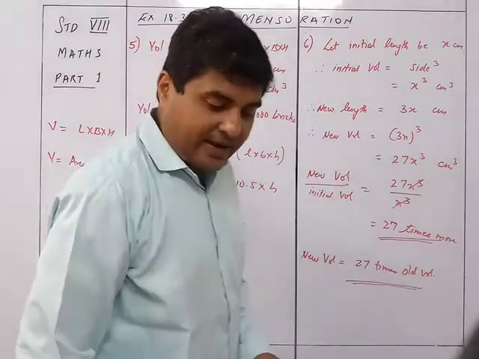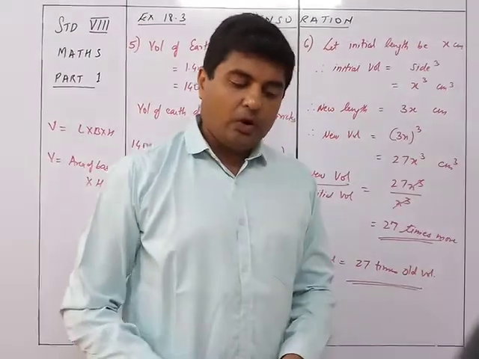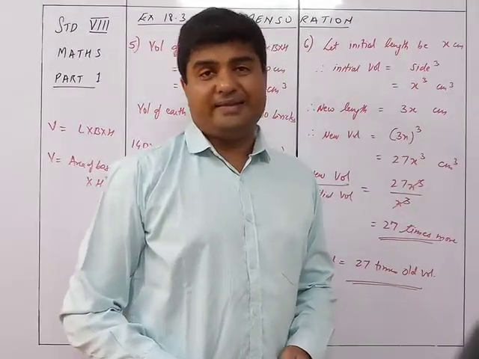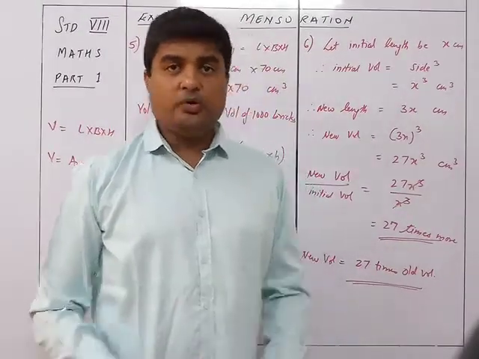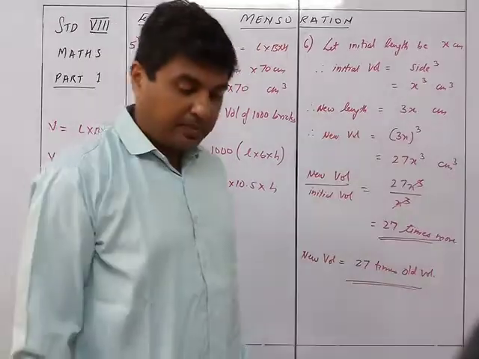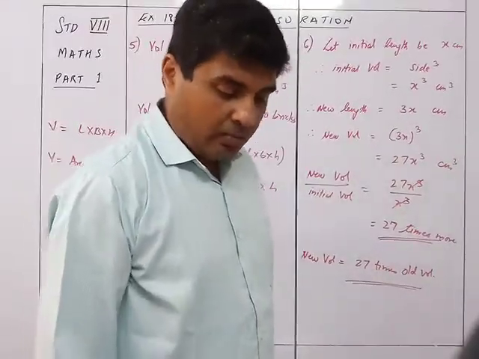So they asked us how many times will the volume become? It will become 27 times. Okay, the volume will become 27 times. That is sum number 6. We now move on to sum number 8.